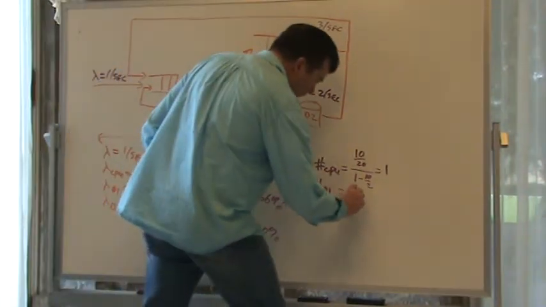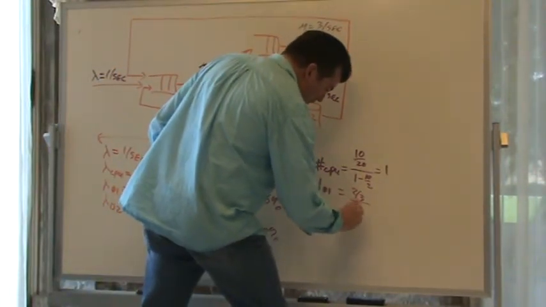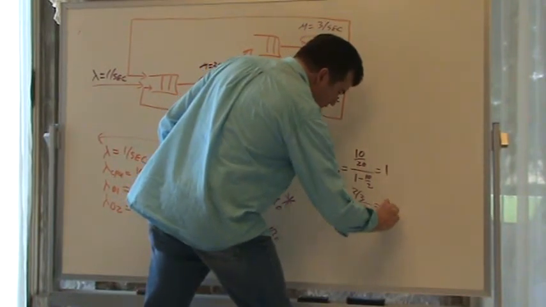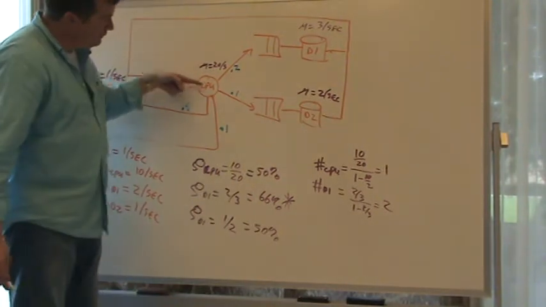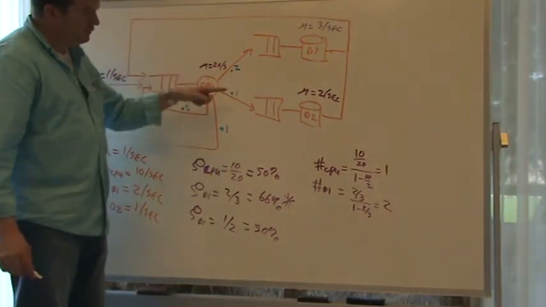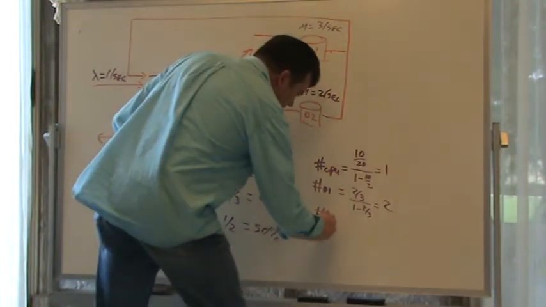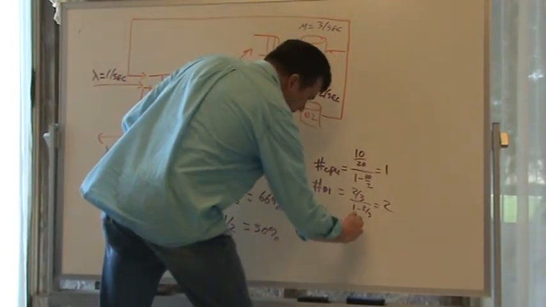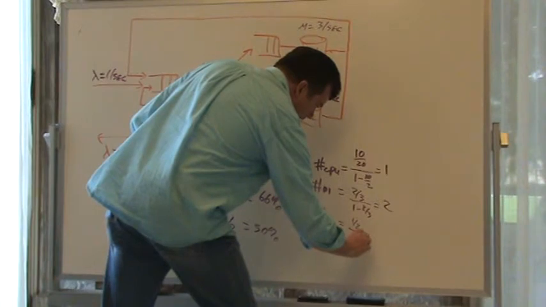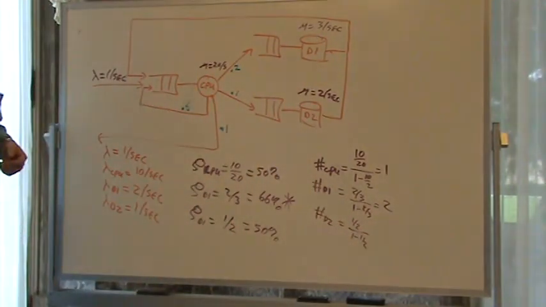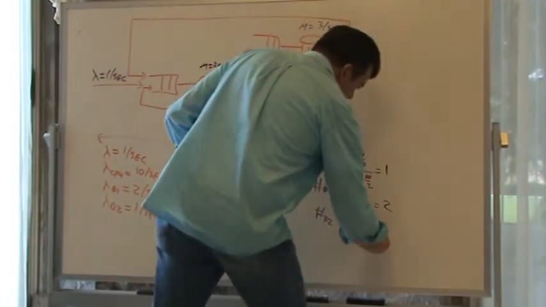Let's find the same example as before. We should come up with more interesting numbers. 2/3 divided by 1 minus 2/3 equals 2. And the number in front of us at this drive 2, the rate in is 1, the rate out is 2. So the number in front of us at this one is 1/2 divided by 1 minus 1/2. Again, this formula is only true for M/M/1 queues. And that would equal 1.